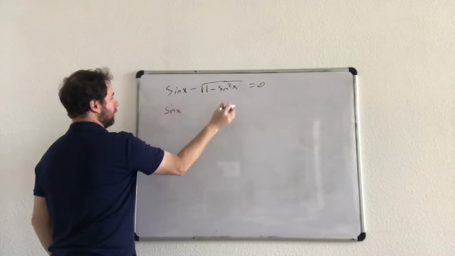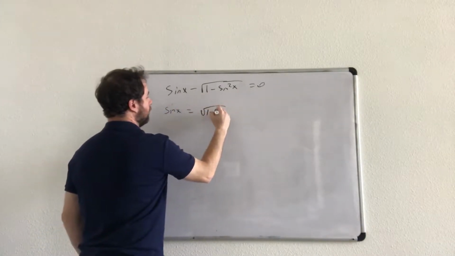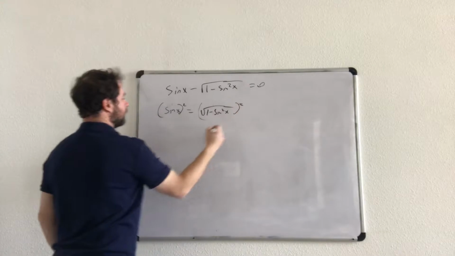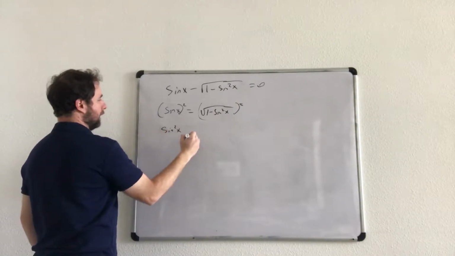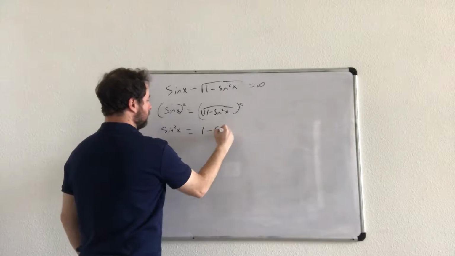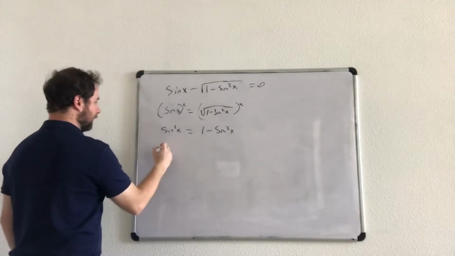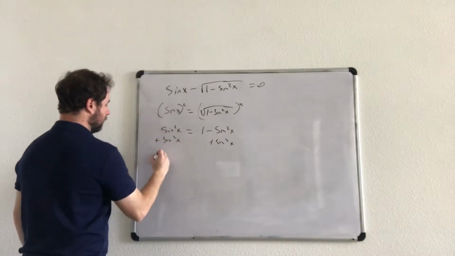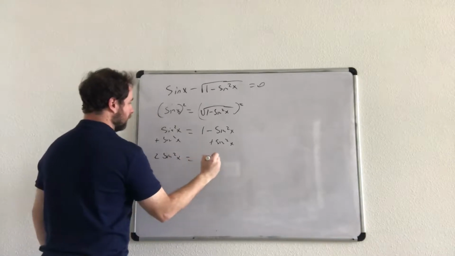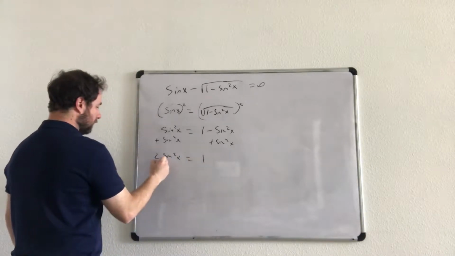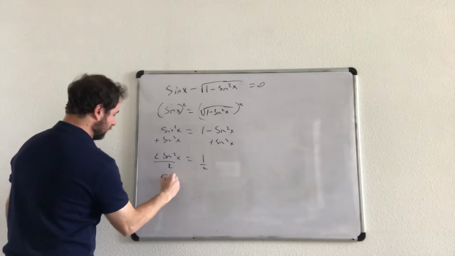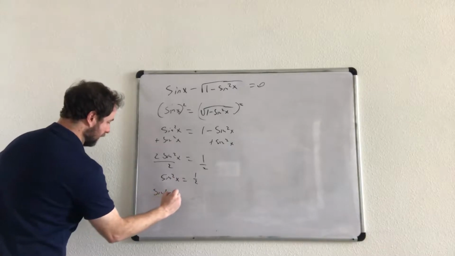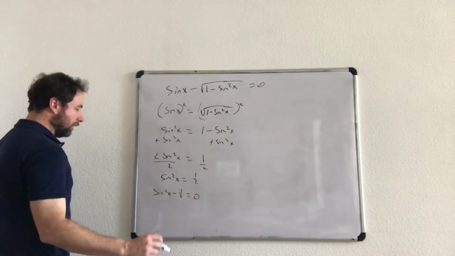We're going to have sine x, or bring us to the other side, equals the square root of 1 minus sine squared x. Now what we're going to do is square both sides. When we do that, we get sine squared x equals 1 minus sine squared x. Bring us to the other side. We're going to add sine squared x to both sides. When you do that, you get 2 sine squared x equals 1. Divide both sides by 2. We get sine squared x equals 1/2. Bring that to the other side. We get sine squared x minus 1/2 equals 0.